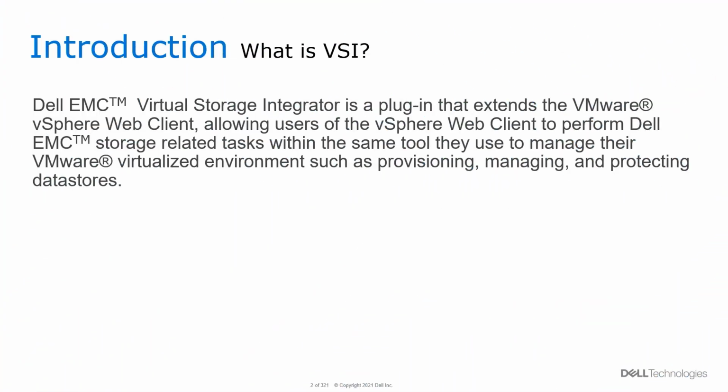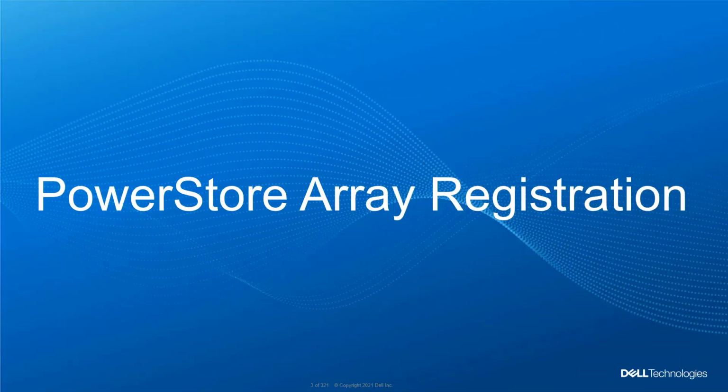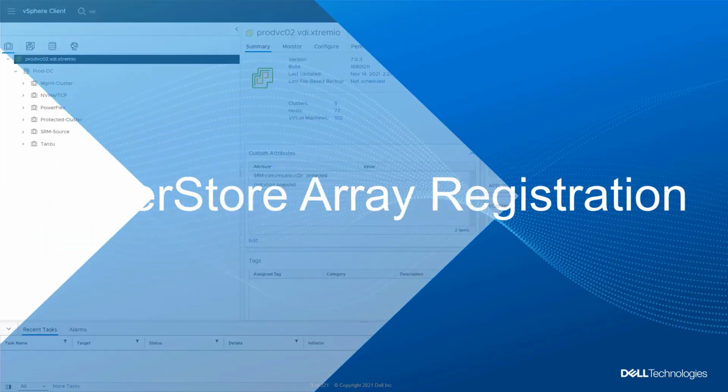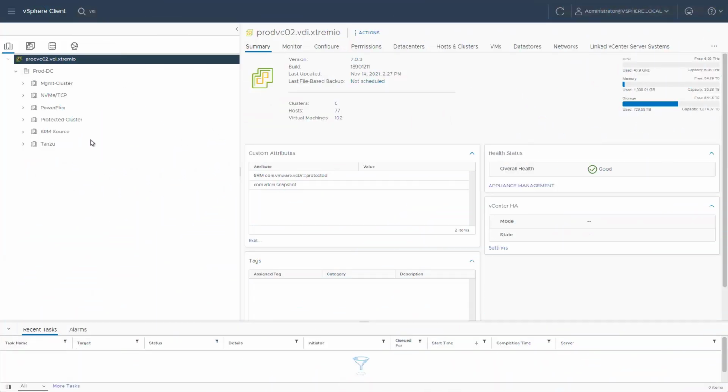The new version of the plugin can be downloaded from the Dell support site as an OVA file. Once deployed, all you need to do is refresh the browser and then you can start using it. For the purpose of this demo, I'm using vSphere 7 Update 3 with multiple ESXi hosts and clusters.